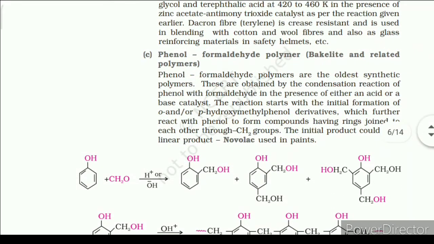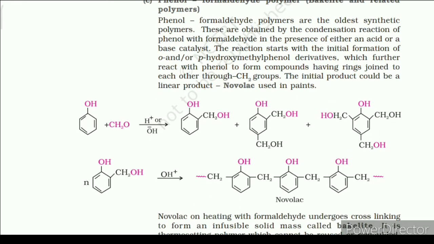C. Phenol formaldehyde polymer, bakelite and related polymers. Phenol formaldehyde polymers are the oldest synthetic polymers. These are obtained by condensation reaction of phenol with formaldehyde in the presence of either an acid or a base catalyst. The reaction starts with initial formation of ortho and or para hydroxymethylphenol derivatives which further react with phenol to form compounds having rings joined to each other through CH2 groups. The initial product could be a linear product, that is Novolac, which is used in paints. Now here, to remember this, you can use that Nerolac paint ad to remember Novolac, which is used in paints.